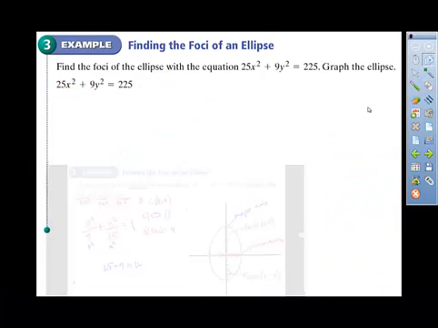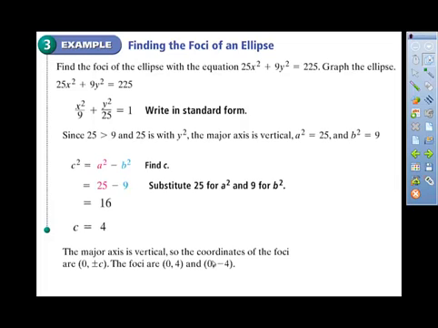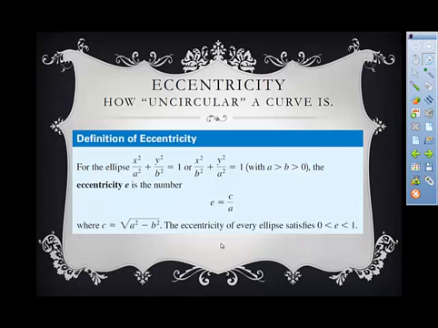Alrighty. So that's pretty much it when it comes to this, and I got the graph right there for you. Okay, so something kind of fun. Eccentricity is how uncircular a curve is. So e can be found by taking the c and dividing it by a.